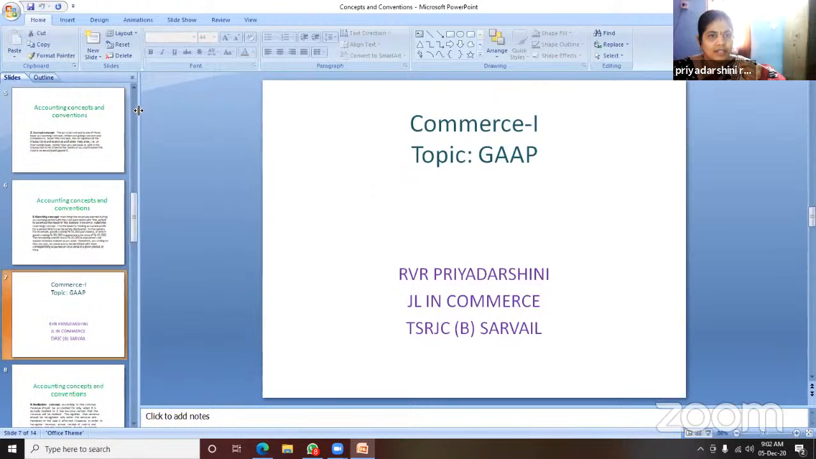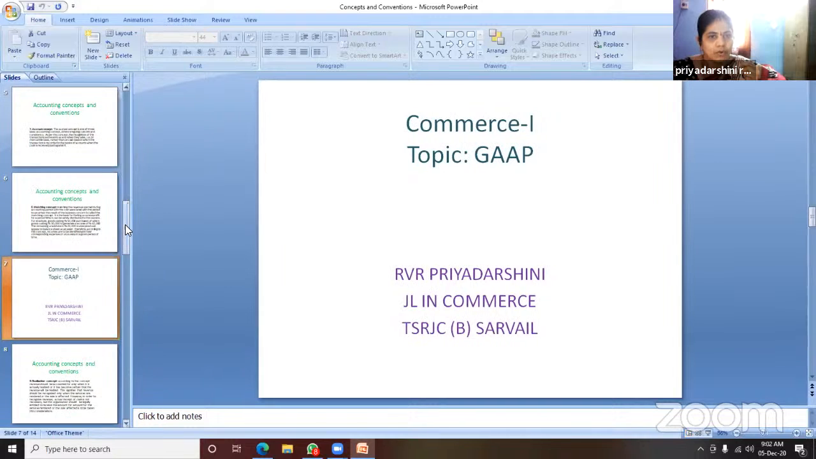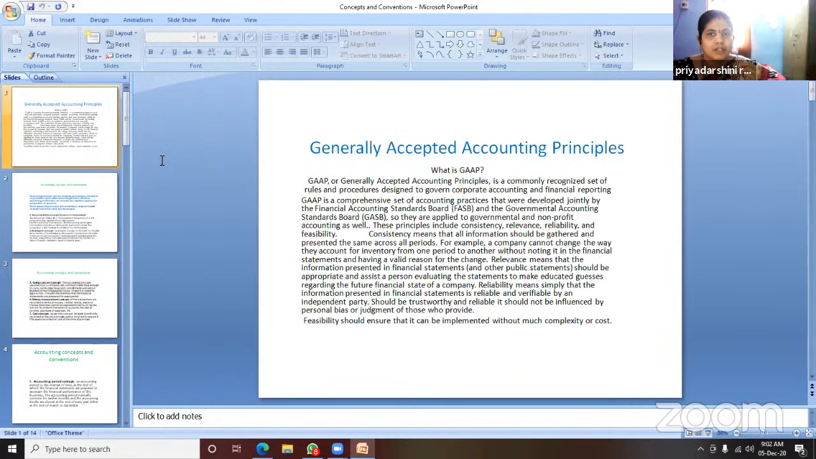So today in this session, we are going to learn about generally accepted accounting principles, so GAAP. Accounting principles are very important to acquire the knowledge of accounting. The accountant must know the principles of accounting. So what is an accounting principle?